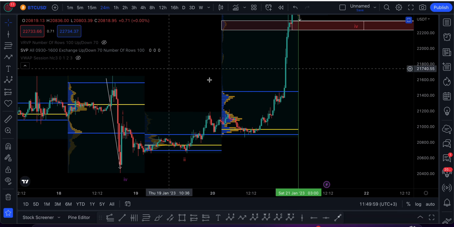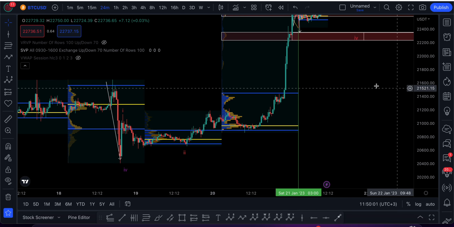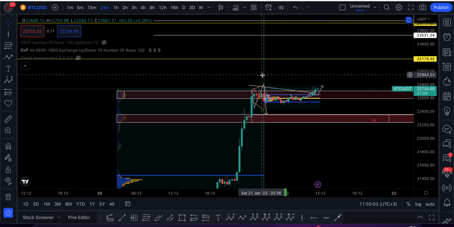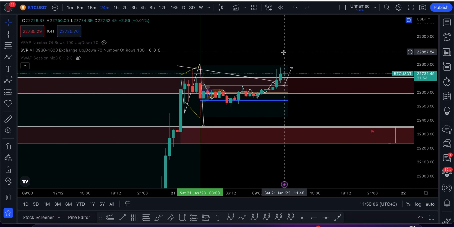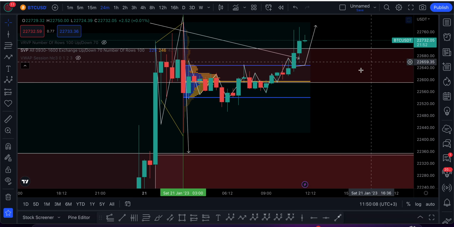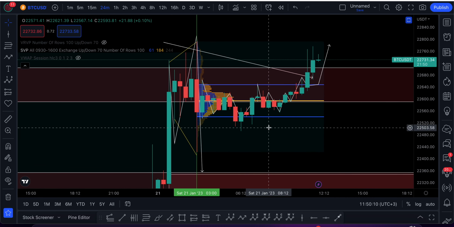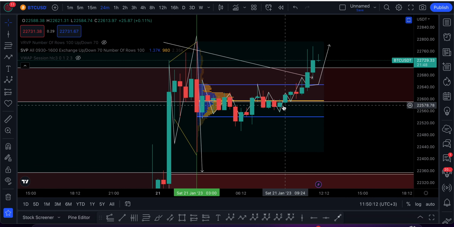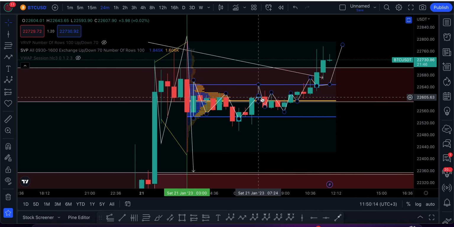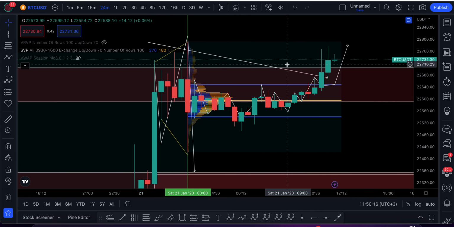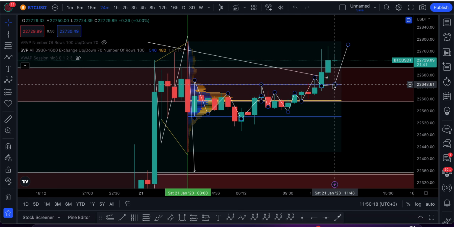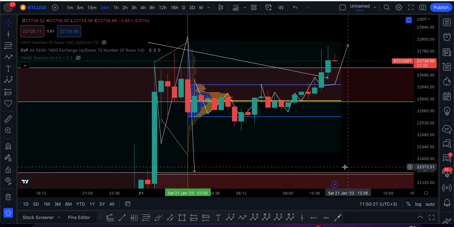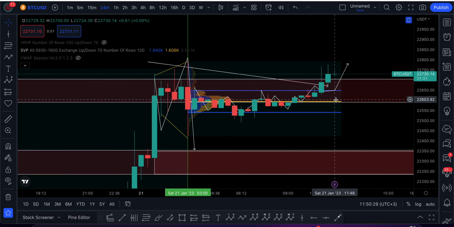So if you understand what I've just explained, then you would understand my thoughts about this level. Of course, the value area high and the value area low can change in the course of the day, but the overall structure doesn't change. If we can find support above the value area high, we'll be very bullish. If we start losing this 22,600 area, then we're likely to test lower prices.